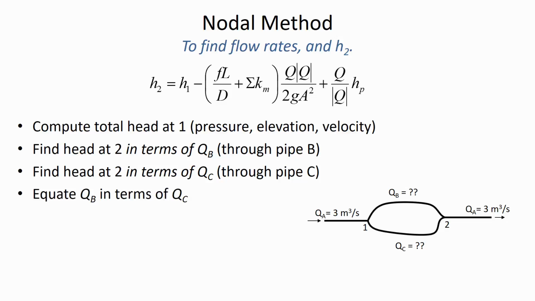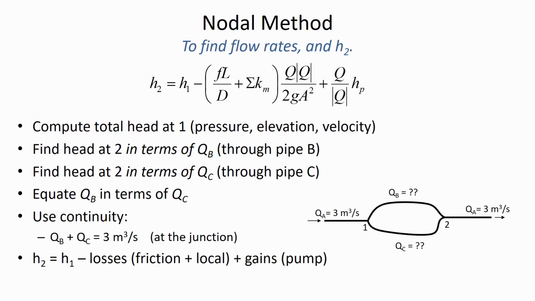And then we can equate the two using the continuity equation. Later on, if the problem asks us to find out how much head is there at 2, it would just be applying that energy equation. You'd start with the head at 1 minus the losses plus the gains if there's a pump. Sometimes there is a pump, sometimes there's not. That's the general form of problems like this.